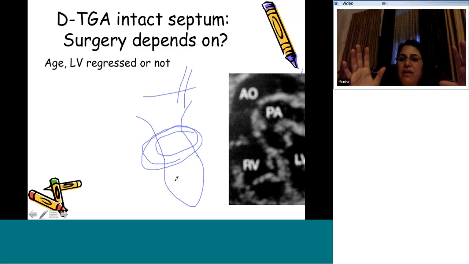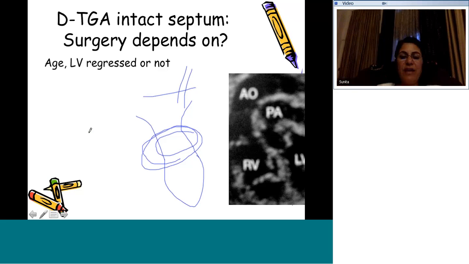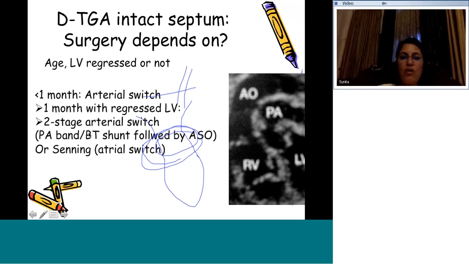Because if you stent the PDA, you are increasing the pressure in the PA by causing pulmonary hypertension, and that pulmonary hypertension will also make the LV become thicker and LV mass improve, and LV become capable of, when you do a switch, pumping to the aorta. So all clear? So if the LV is regressed, then you do a two-stage switch or a stenting, or your atrial level switch.